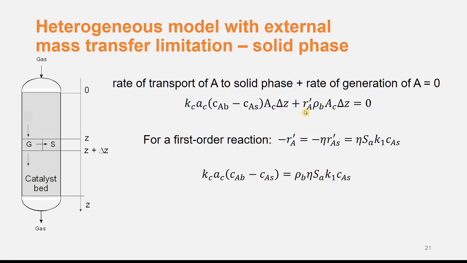We can write the rate of generation of A, so that's negative Ra prime, as the effectiveness factor multiplied by the rate at the surface concentration of A, thus accounting for the internal mass transport resistance in the pellets. For a first-order reaction, this becomes eta, the effectiveness factor, times SA times K1 times CAS. Substituting into our material balance and dividing by AC delta Z gives our final equation for the solid phase.